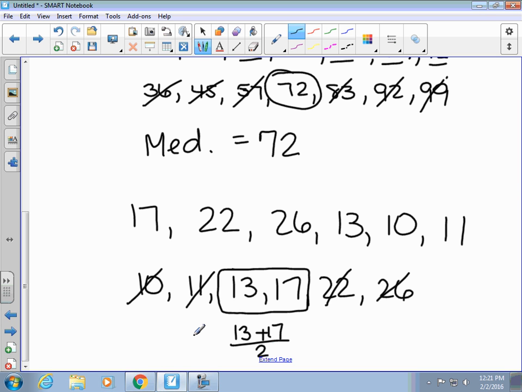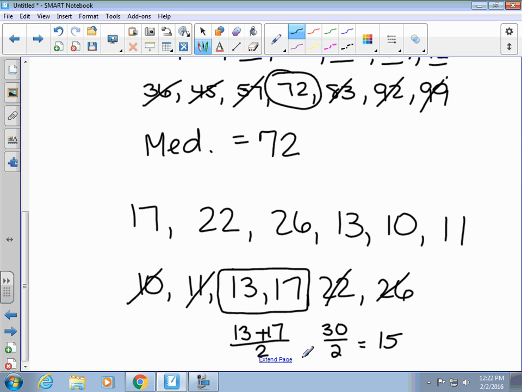So what is 13 plus 17? 30. And what is 30 divided by 2? So what is the median? 15. Now, that median is not within my set of numbers, right? That's okay, because that's still the median between the lowest number and the highest number of numbers that appeared. Yes. When you have an even number, yes. That's all you have to do there.